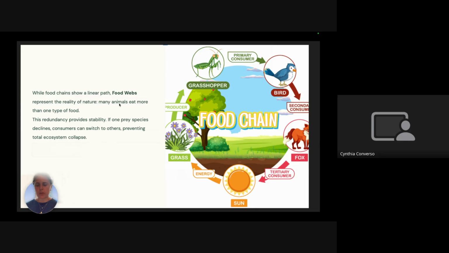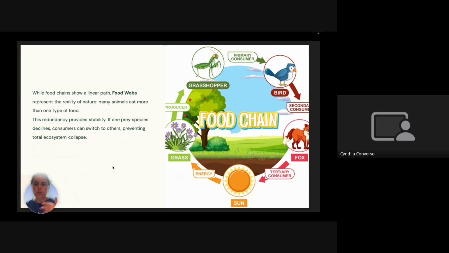So food webs are more true, but they're more complex, and you're probably never going to get them completely accurate to the reality of the situation because of all of the overlap, right? So food webs represent the reality of nature. There are many animals. Many animals eat more than one type of food, all right? So there's going to be arrows pointing in all different directions here, right?